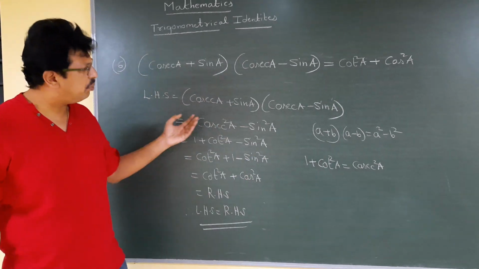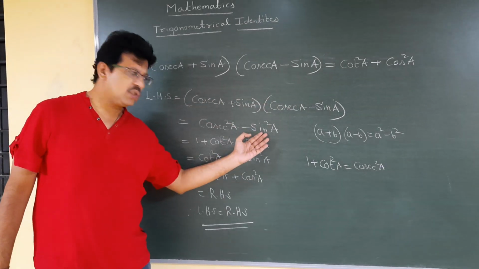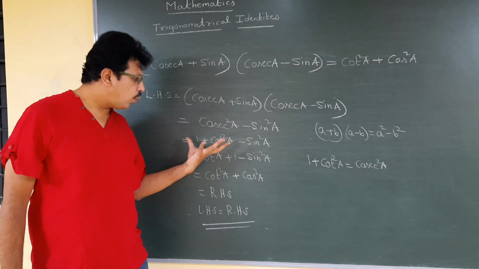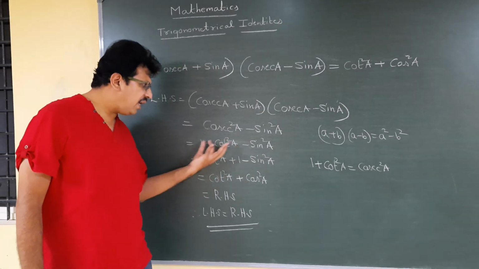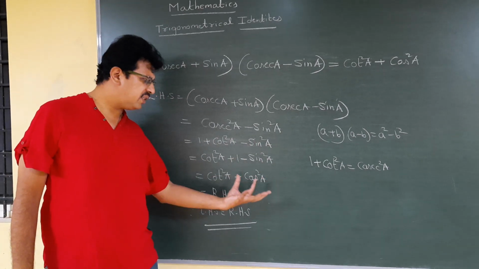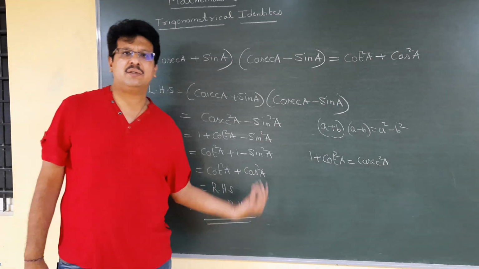So very simple it is, but we only used A plus B into A minus B is A square minus B square. Then we wrote cosec square as 1 plus cot square A. Then we wrote cot square A as it is, and then we rearranged 1 minus sin square. 1 minus sin square is cos square A. So hence we have proved LHS equal to RHS, children.